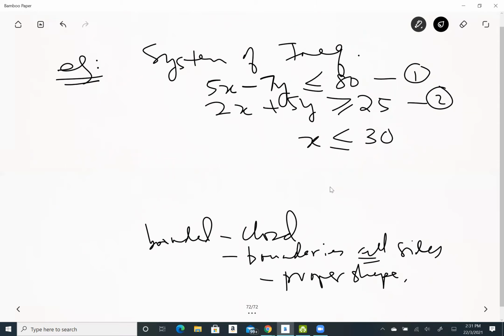So I want you to go back to the graph, put in this inequality, call it number 3, and see what is the feasible region that you get, and how is it different from the one that you got earlier when you had only 1 and 2. Go back to the graph and see the feasible region.